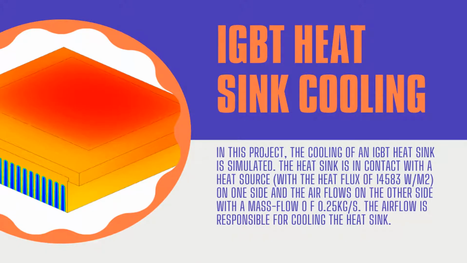In this project, the cooling of an IGBT heatsink is simulated. The heatsink is in contact with a heat source on one side and the air flows on the other side. The airflow is responsible for cooling the heatsink. The Energy model is activated to analyze the heat transfer rate, and the Laminar viscous model is activated to solve the airflow.